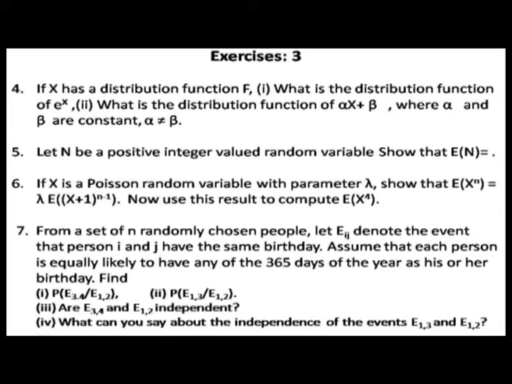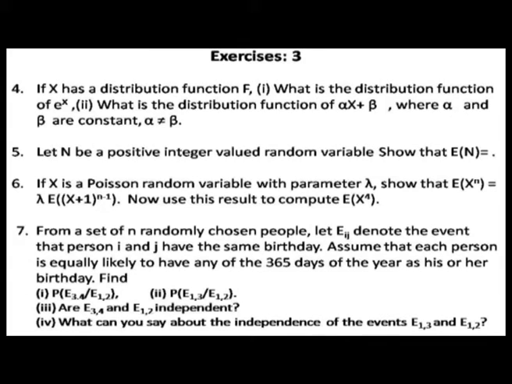Okay, this is straightforward. From a set of n randomly chosen people, this problem I have already discussed with you in one of the lectures. I explained the notation E i j, that persons i and j have the same birthday. Assume that each person is equally likely to have any of the 365 days of the year as his or her birthday. Then you have to find these conditional probabilities that I have written down here, and then I am asking the question, are E34 and E12 independent?